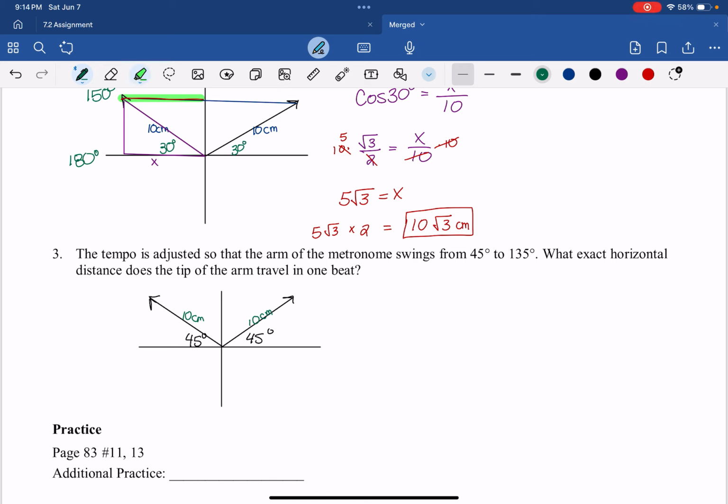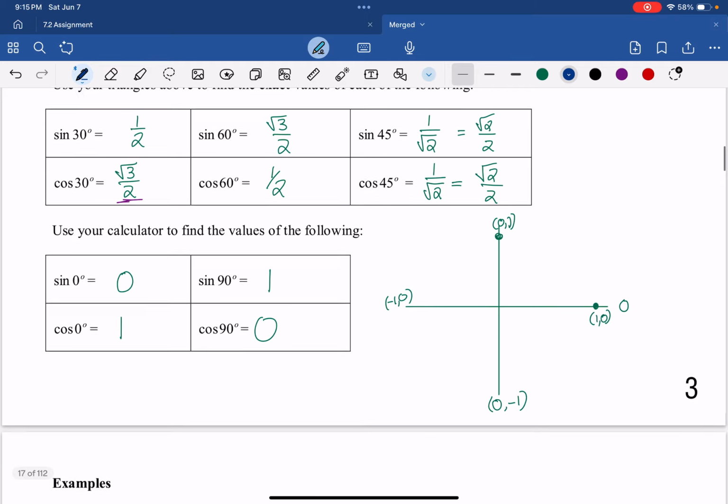So I want to figure out, how far is it traveling in one beat? I'm looking for the same thing. I'm going to use one triangle, solve for the adjacent, and then multiply my answer by 2. In this case, though, I'm looking at the 45 degrees, so I am going to use a different triangle. Let's write down our ratio first, though. So I'm going to use cosine of 45 degrees is equal to x over 10.